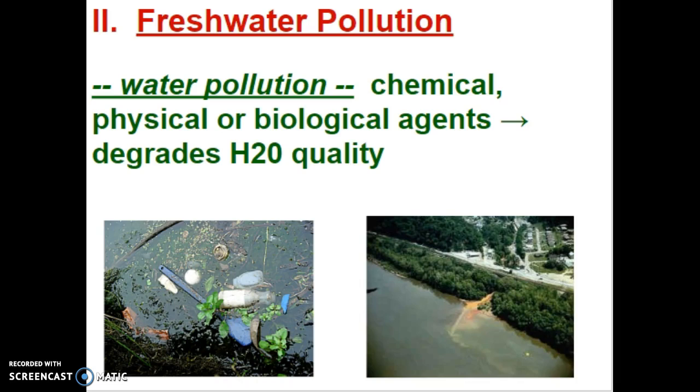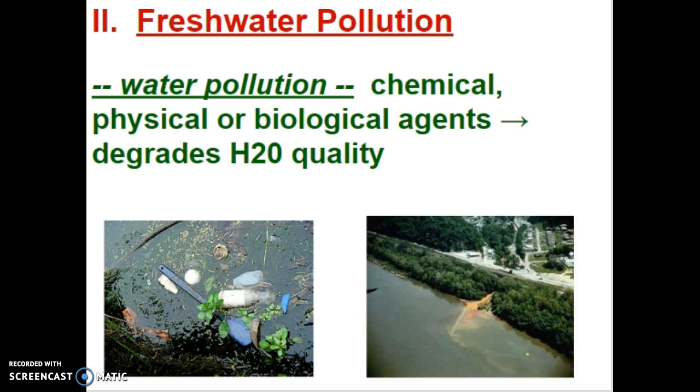Physical agents, those would be, for example, a lot of factories and manufacturing places use water as a cooling agent for some of their machinery, or maybe in some cases storage of their product. And so when water is used in a cooling system, that water absorbs heat, and then that heated water is released into a lake, river, stream, or pond, which will cause the overall temperature to rise.